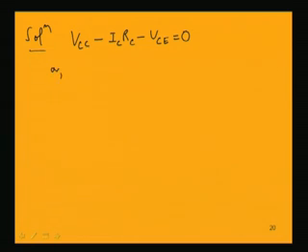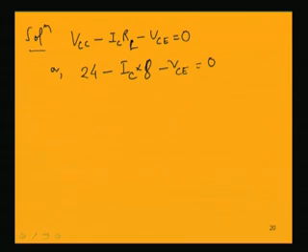Putting the values, VCC is given as 24 volt minus IC into RL, it is written as RL in the circuit. Actually this is the resistance in the collector and it is written as load resistance because the voltage is obtained across this RL, and RL is given as 8 ohm, minus VCE equal to 0.